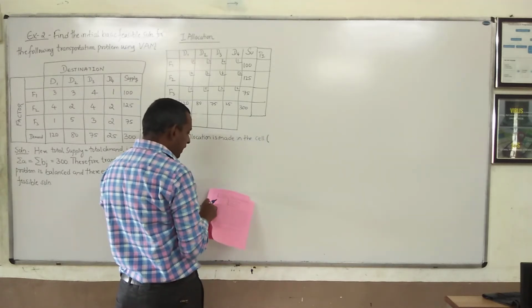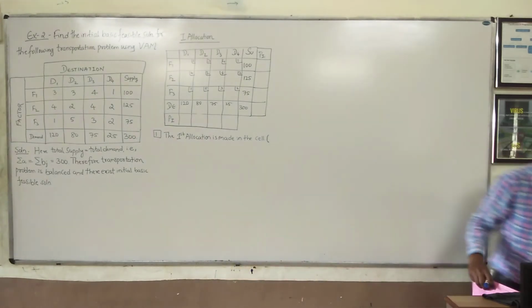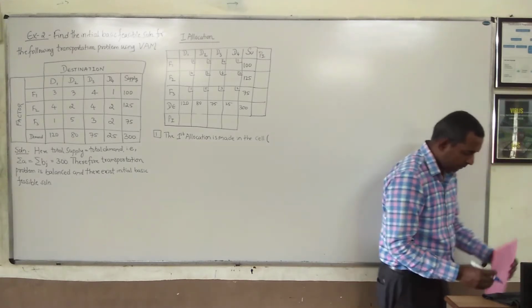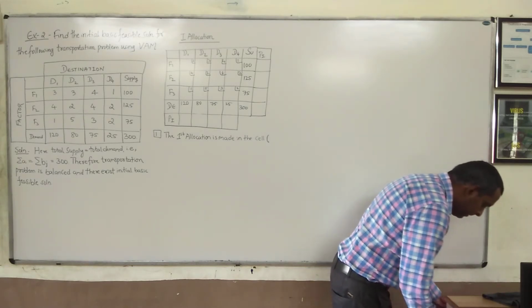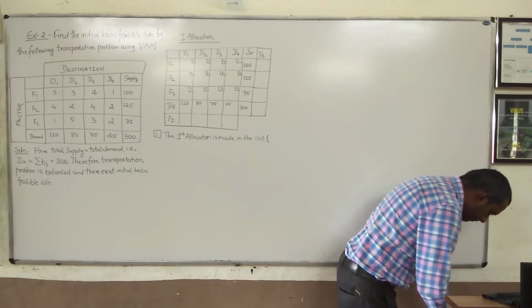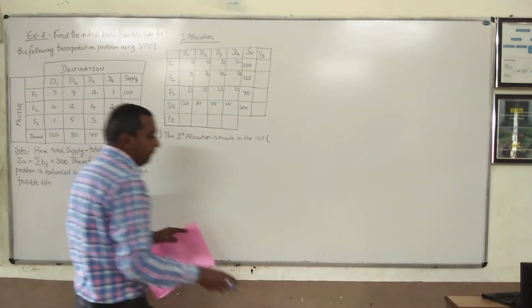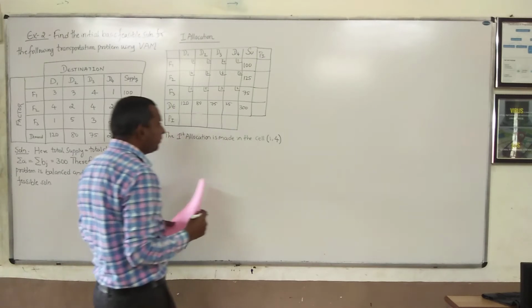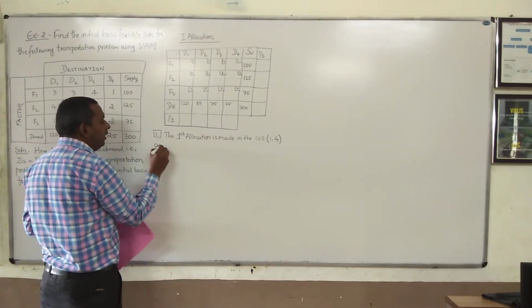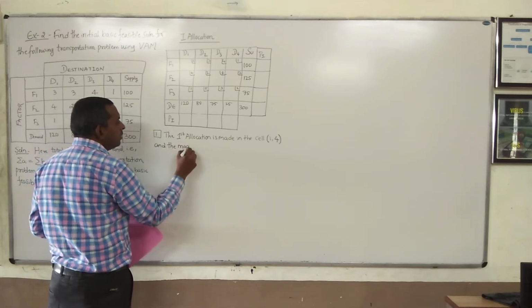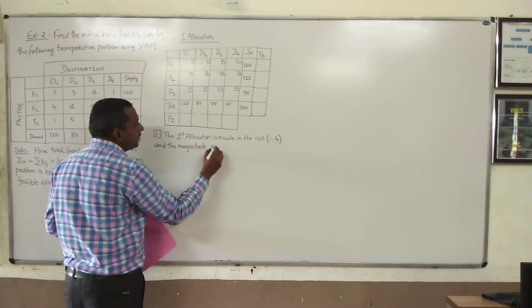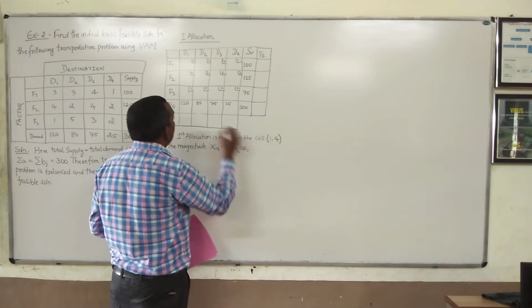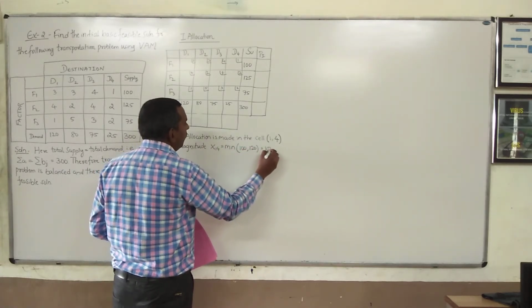In the cell, it is cell 1, 4. And the magnitude x14 is equal to the minimum of 100 and 120, which is 100.